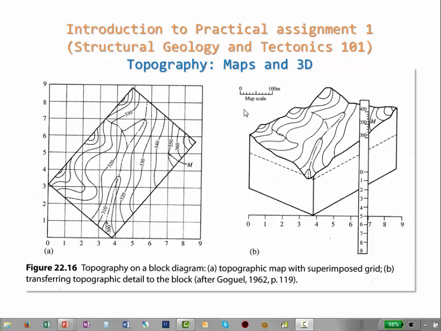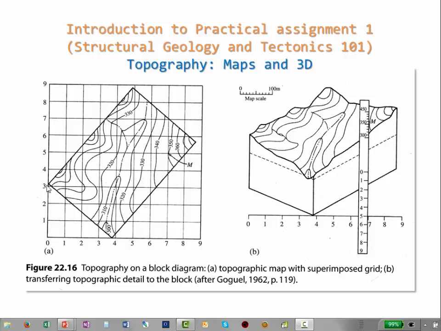Ladies and gentlemen, in this session we are going to introduce practical assignment number 1, and here we are going to deal with topography, with maps and the 3D view of topographic maps. We also are going to start introducing structural contours, strike lines, and simple geological contacts and simple geological situations inserted on topographic maps.